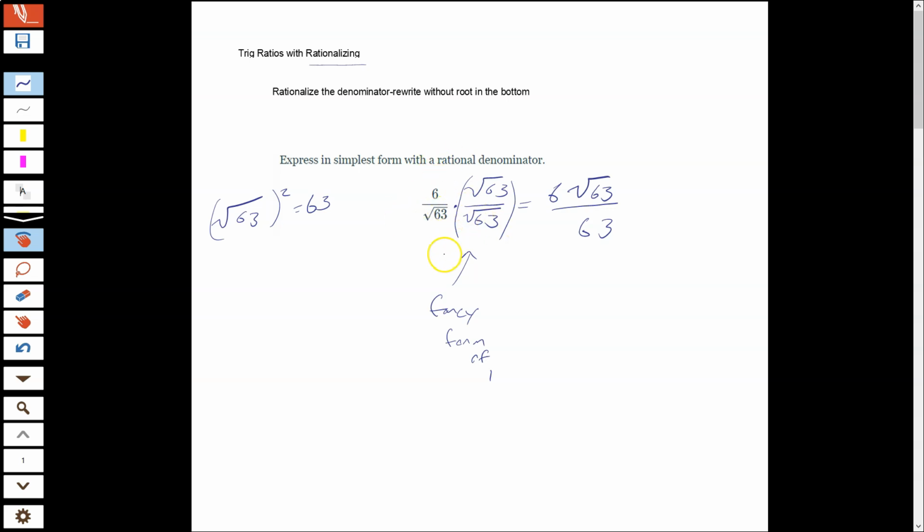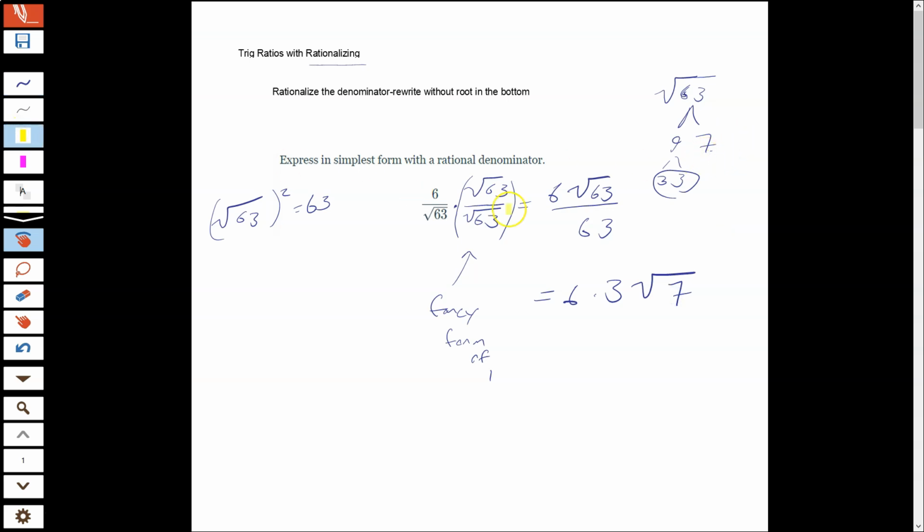Now, for this particular example, we're also going to simplify the square root of 63, because we want it in the very simplest form. You're not always going to have to do this, but in this case, I recognize that 63 is not prime. It has factors that are perfect squares. So 63 is 3 times 3 times 7. Square root of 3 times 3 is just 3, so I'm going to rewrite this as 6 times 3. That's the pair that I'm taking out of the square root, times root 7, which is what's left over.